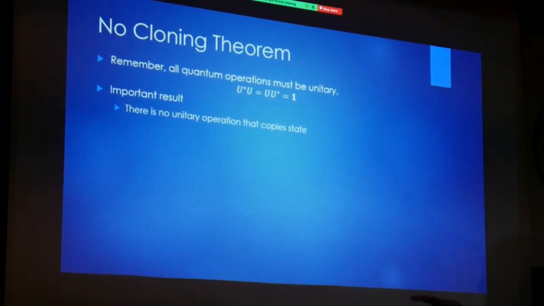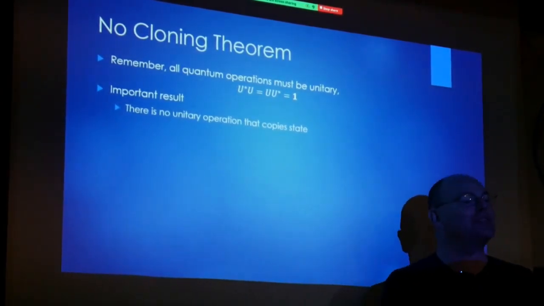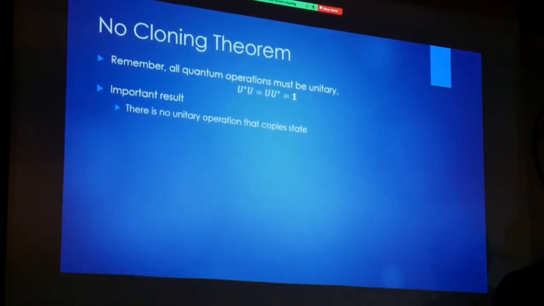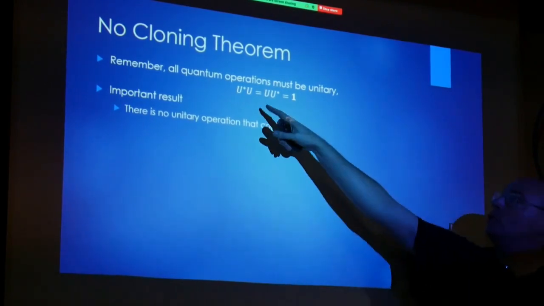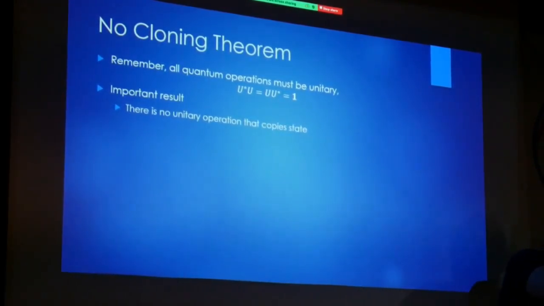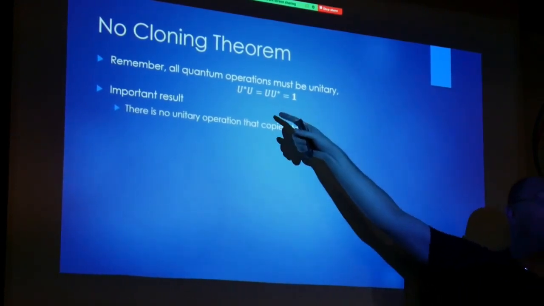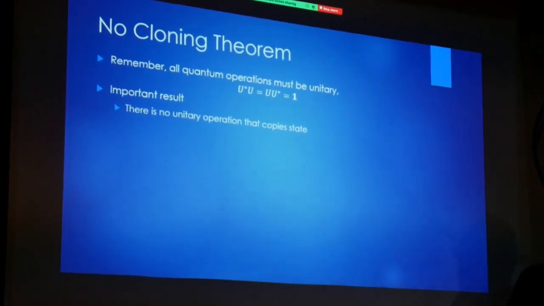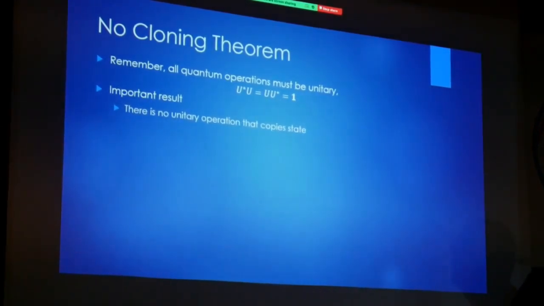The important result is, remember I said unitary operations are everything we can do. There is no unitary operation that copies the state or clones it, right? Unitary things have to have this thing, which basically says if I rotate the matrix and multiply it by itself again, I get the number 1, or the equivalent of the number 1. There is no operation that copies the state. Let's just see a very dangerous, very scary looking equation.